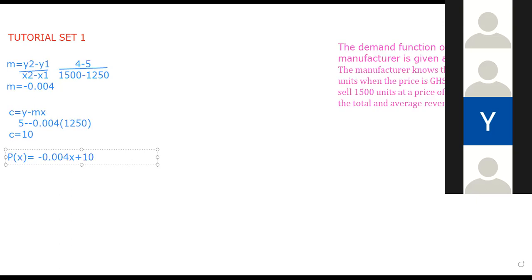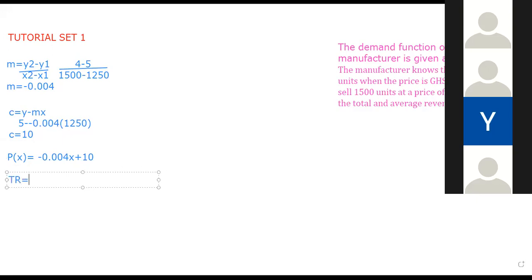Are you getting the point? So the question will not tell you to find the price function. They won't. You would be lucky to be told that. They'll go straight and tell you, find the total revenue. They won't tell you to develop the price function because you have been taught how to develop that already. So you know that to find total revenue, I need what? Price.